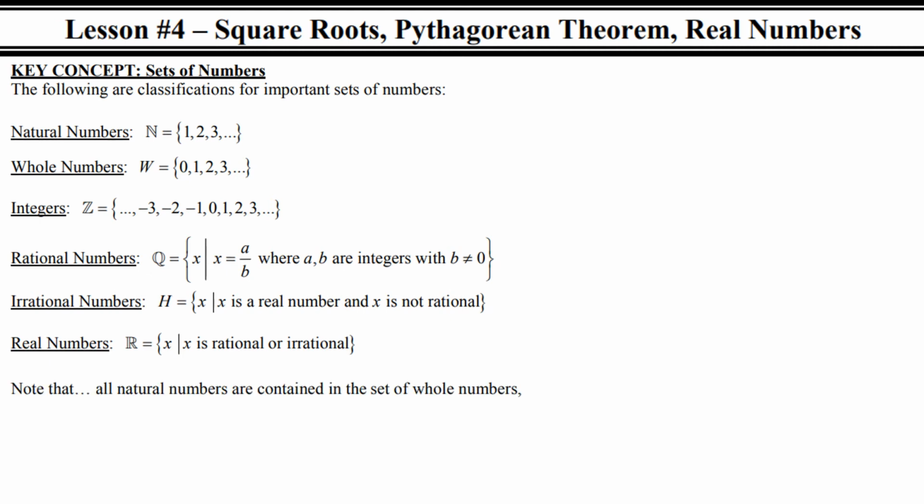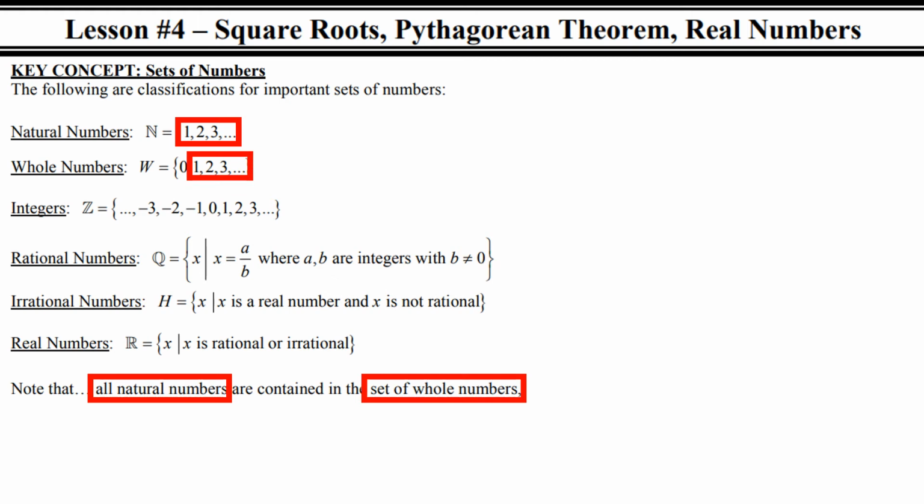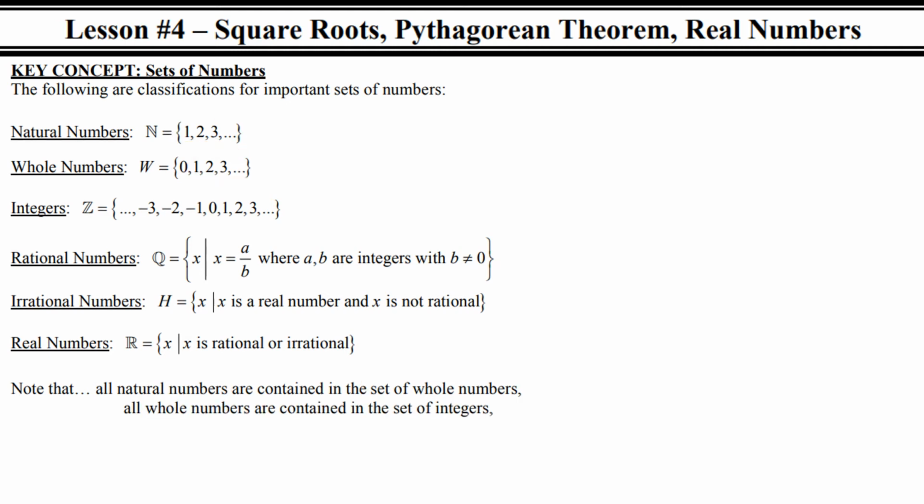Note that all natural numbers are contained in the set of whole numbers. The natural numbers, 1, 2, 3, are contained in the whole numbers because 1, 2, 3, etc. are all inside of the whole numbers. Furthermore, all whole numbers are contained in the set of integers. As shown here, the whole numbers, 0, 1, 2, 3, and so forth, are contained in the set of integers. Notice the integers have more numbers, other elements in that set, but the whole numbers are contained within the set of integers.